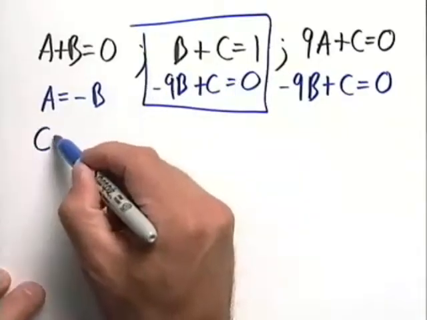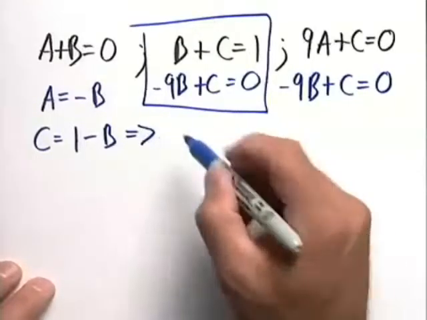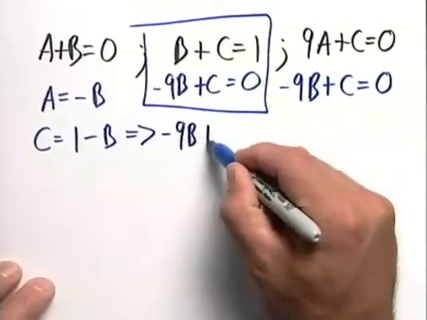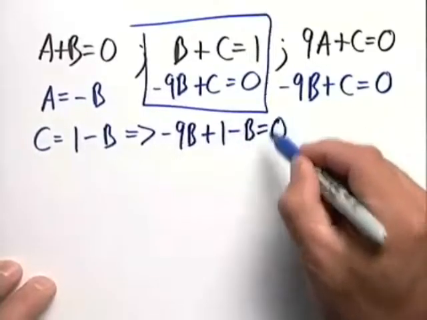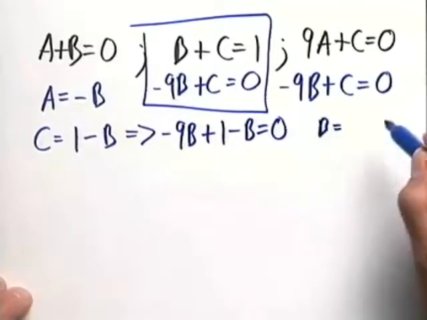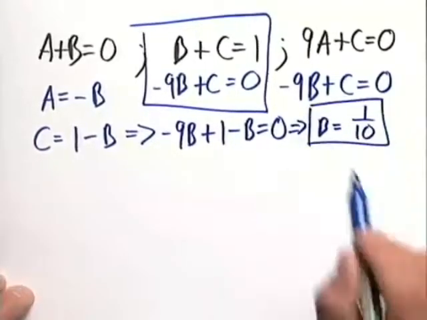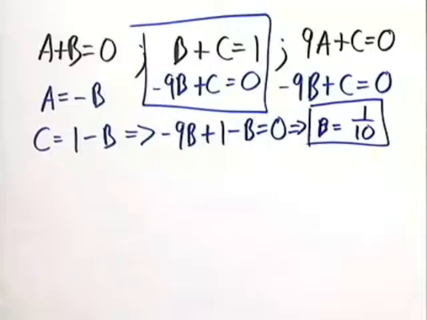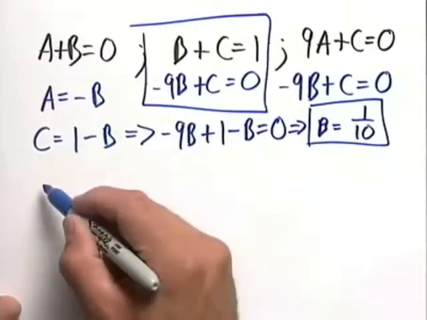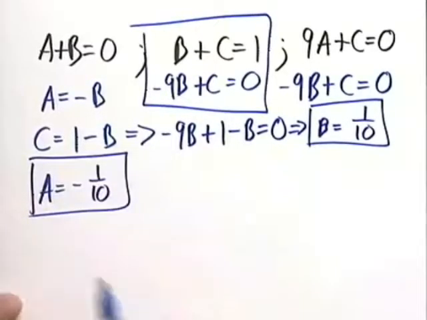I'm going to solve for C in the first one. C is equal to 1 minus B. We can plug that into our second equation. From this we'll get negative 9B plus 1 minus B equaling 0. And if we solve this carefully, we come up with a value of B is equal to a positive 1/10. And that is part of our solution. Okay. Now our goal is to come up with A and C, and this will finish out the problem. So plug B back into our first equation. We know that if we put in a B here, we can find that A is equal to a negative 1/10. So that's another part of our solution.